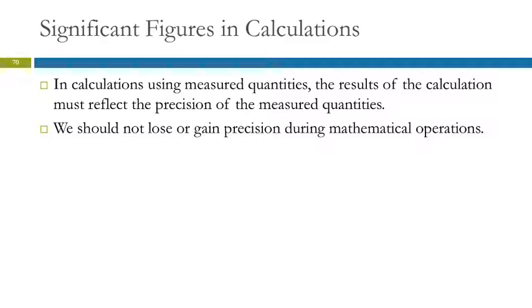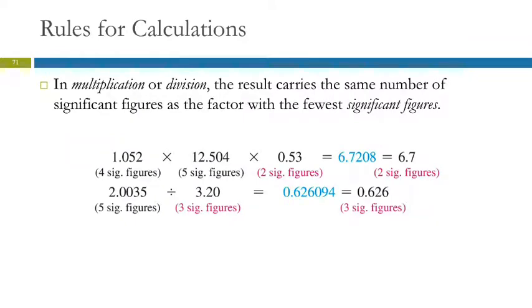Okay, so we've learned to count sig figs. Now we need to learn what to do with them when we do calculations. The result of the calculation needs to reflect the precision of the quantities that were used in the calculation. We shouldn't gain or lose precision just by doing math on the numbers. So we have rules for calculations. There are 2 types of calculations. Multiplication and division are related to each other. Addition and subtraction are related to each other. They're kind of opposites of each other. So there's a different rule for each of these.